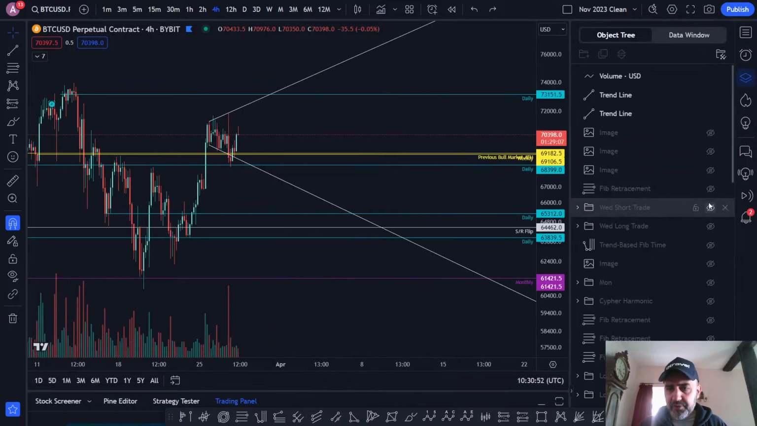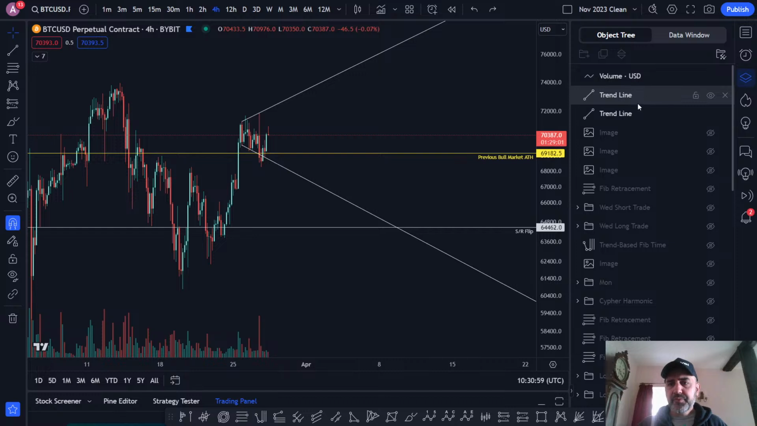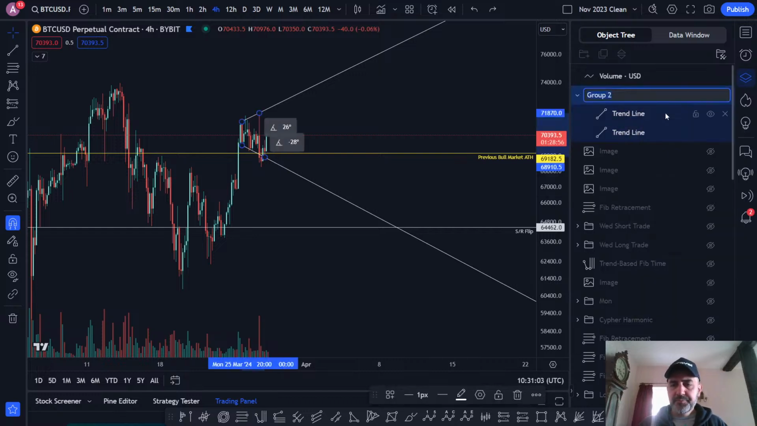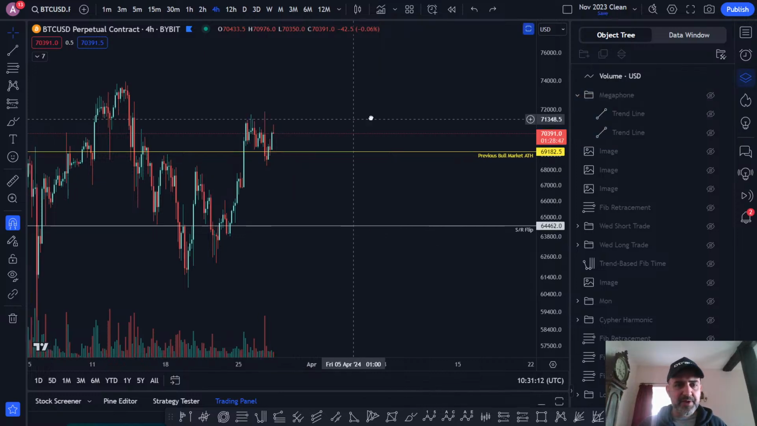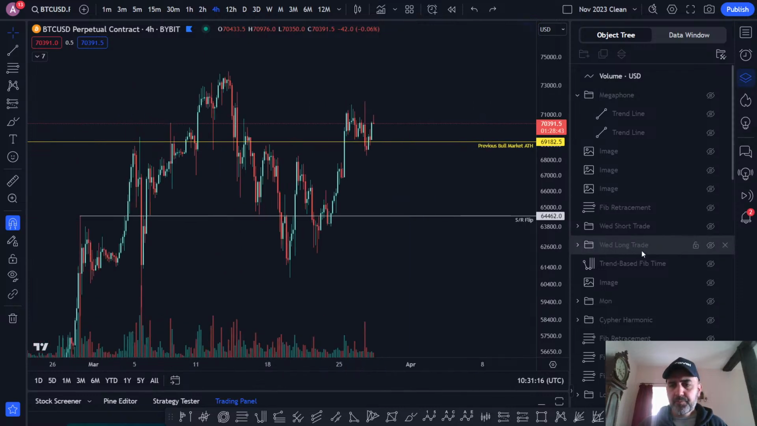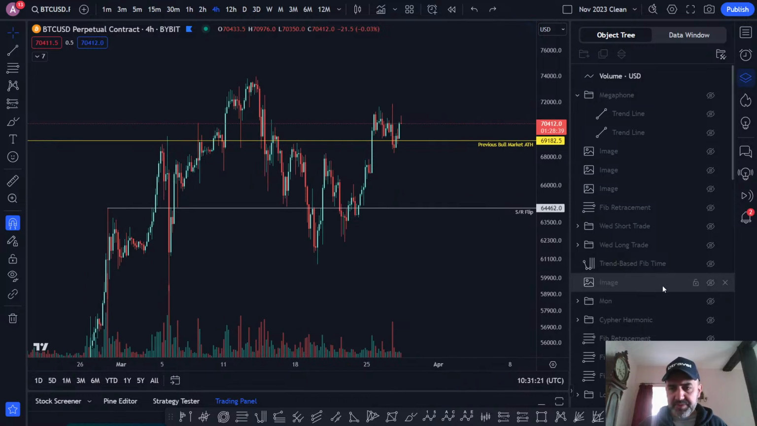If I just do a volume pool now, I'll hide my levels. I'll put that into a group and I'll call it megaphone, and I'll come back to that when I do a trade plan, because there is a trade plan. So let me just do a volume range pool to see if the volume has changed.